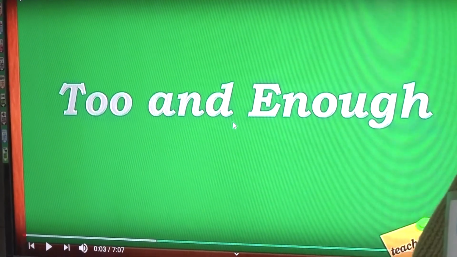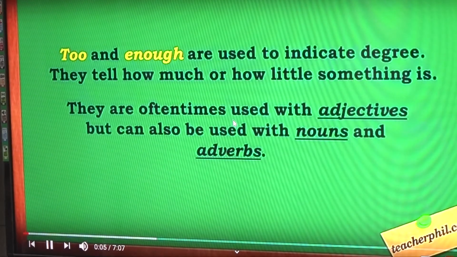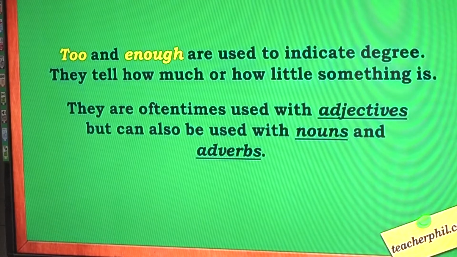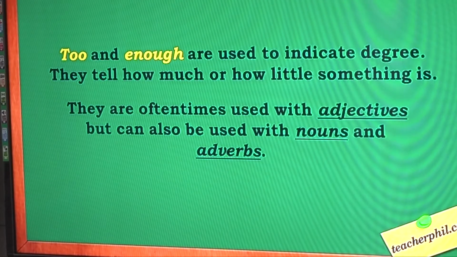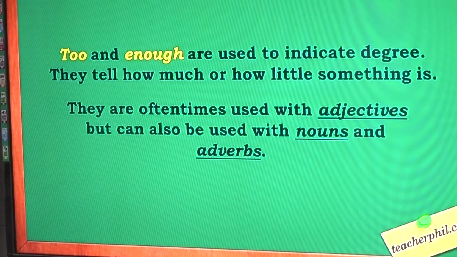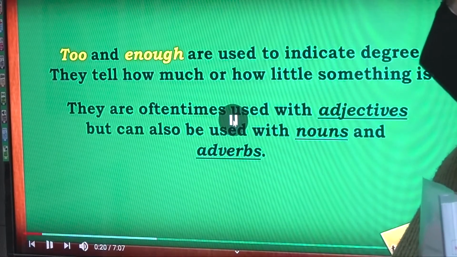Okay, let's go with the video of "too" and "enough". "Too" and "enough" are used to indicate degree. They tell how much or how little something is. They are oftentimes used with adjectives, but can also be used with nouns and adverbs.